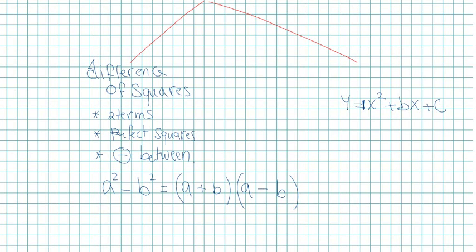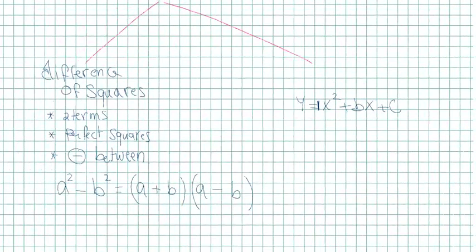Factor by sum and product. Okay? So your choices after looking at the common factor is, do I have two terms and it could be difference of squares, or do I have three terms and I have to do sum and product? Okay?